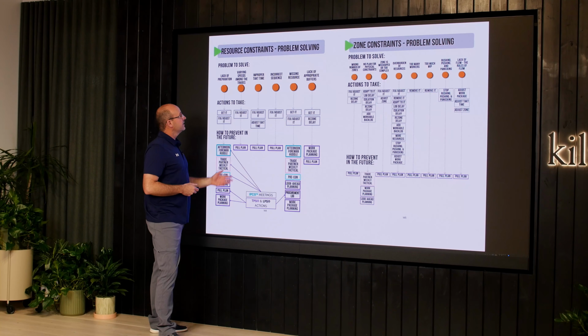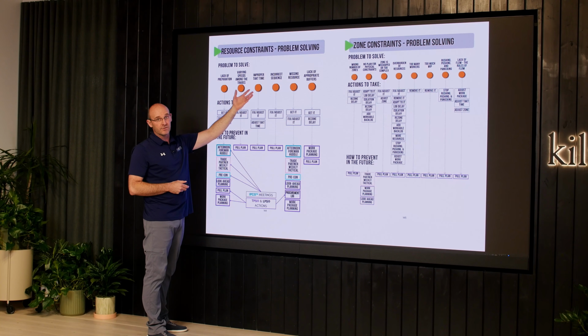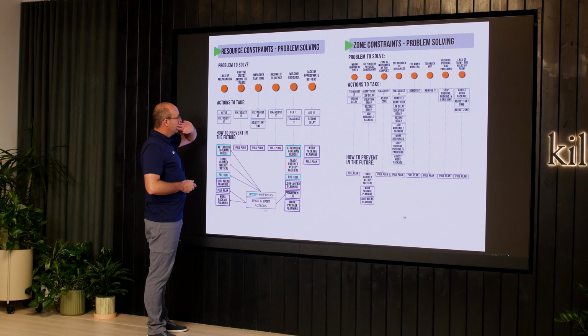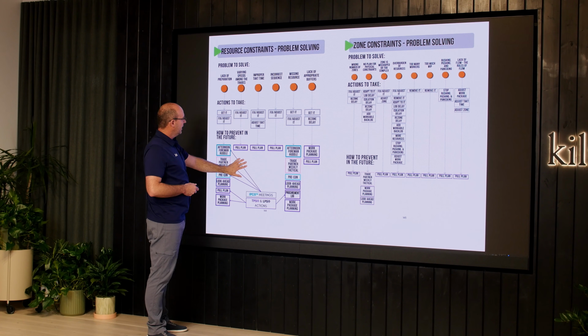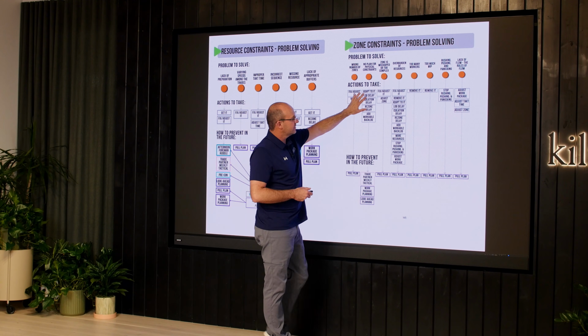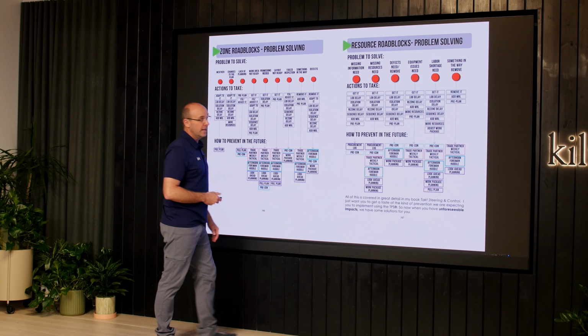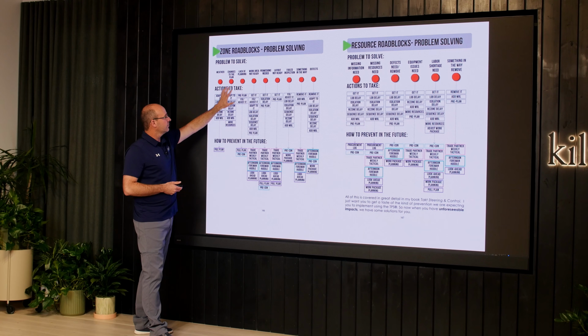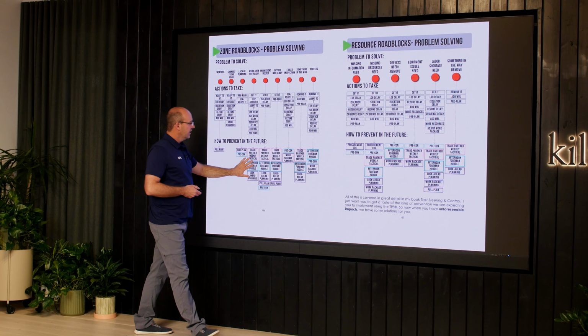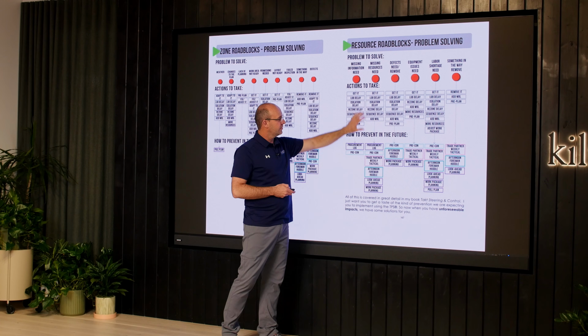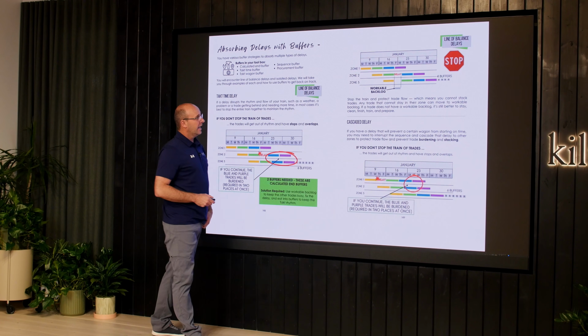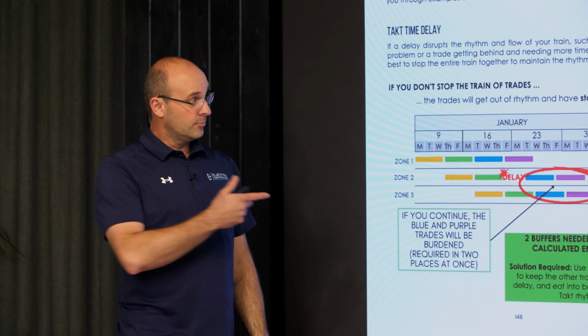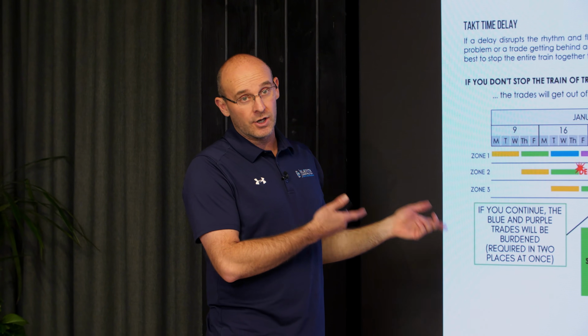So we have created problem-solving charts, which I covered a lot in the last video, where if you have a constraint, you can know what actions you can take and what the root cause was. And for roadblocks, the same: what actions you can take and what the root cause was. And I'll show you the most commonly used ways to absorb impacts and delays.